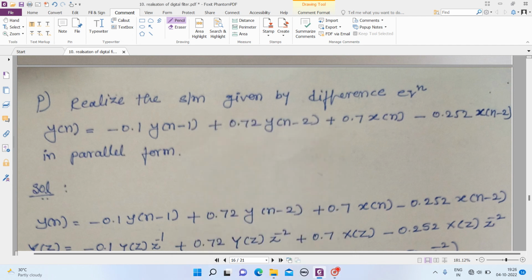Hello, hi to everyone. In our previous video, we discussed the concept of parallel form structure. In this video, we will discuss one problem related to parallel form structure. Realize the system given by the difference equation. This is the difference equation, in parallel form.